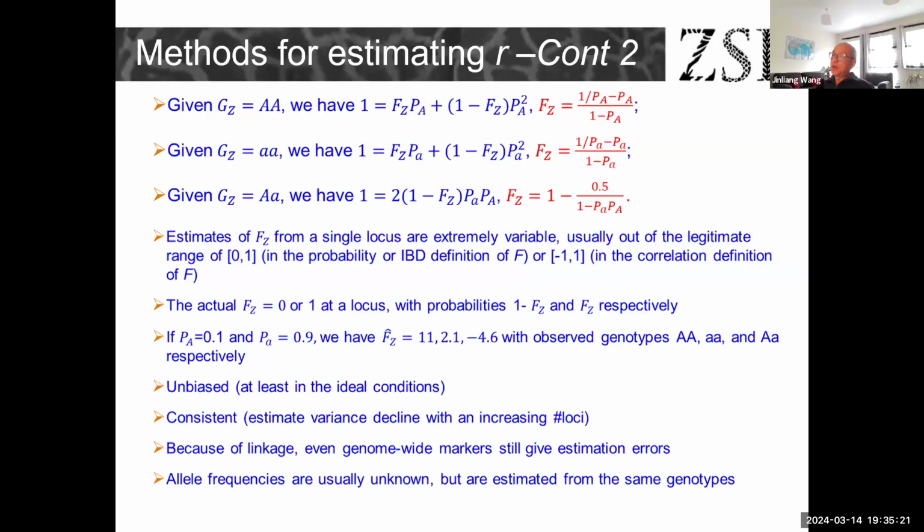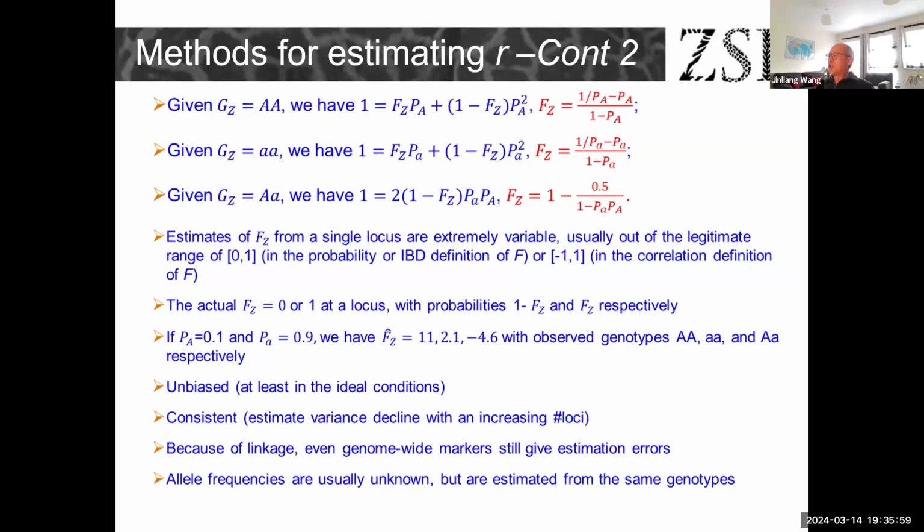But the actual value of an inbreeding coefficient at a single locus is either 0 or 1. 0 when they are not identical by descent, 1 when they are identical by descent. And these occur with probabilities 1 minus f and f respectively. For this particular example, if the allele frequency is 0.1 for the big A allele, the estimates of f are 11, 2.1, and minus 4.6.